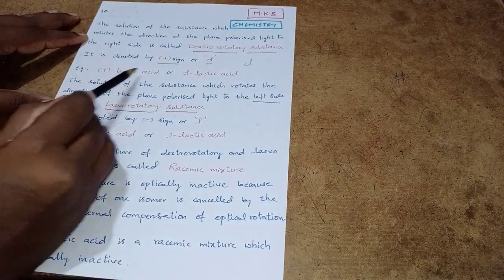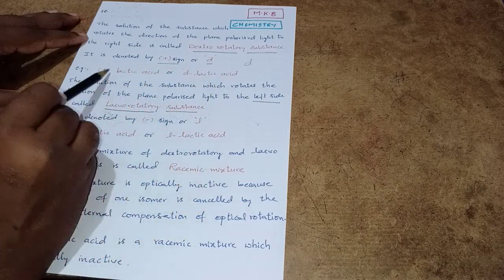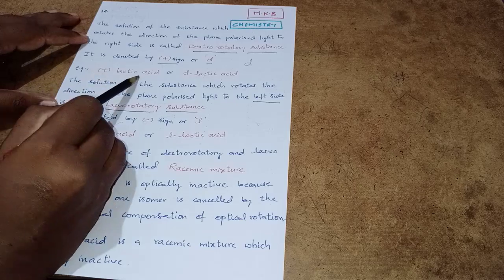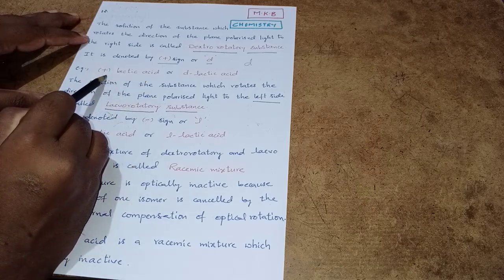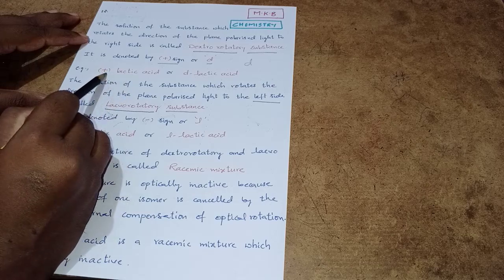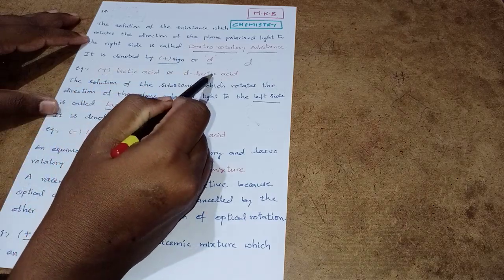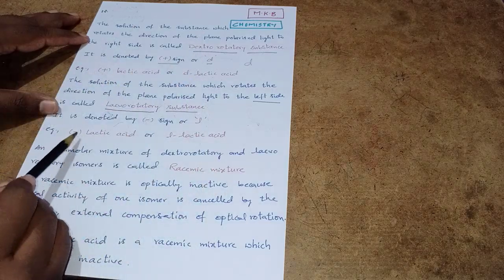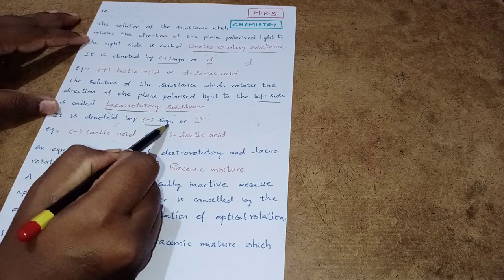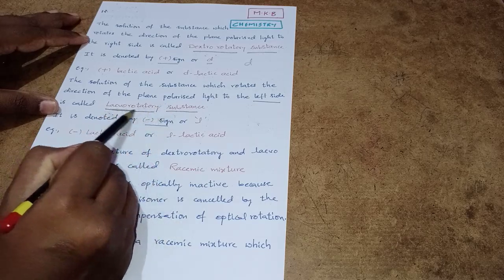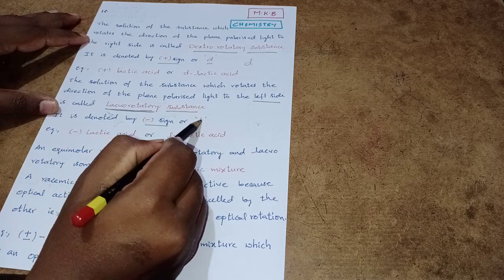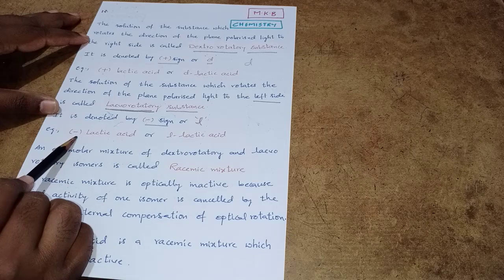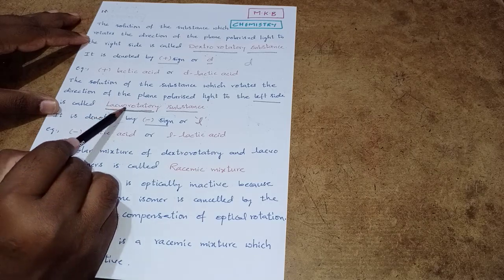Example, plus lactic acid or D lactic acid. If we come across any name such as plus lactic acid, then it means that the lactic acid is dextrorotatory, or D lactic acid. Whereas minus lactic acid, the negative sign is used for representing a levorotatory substance, or small letter L. So L lactic acid or minus lactic acid means it is levorotatory.